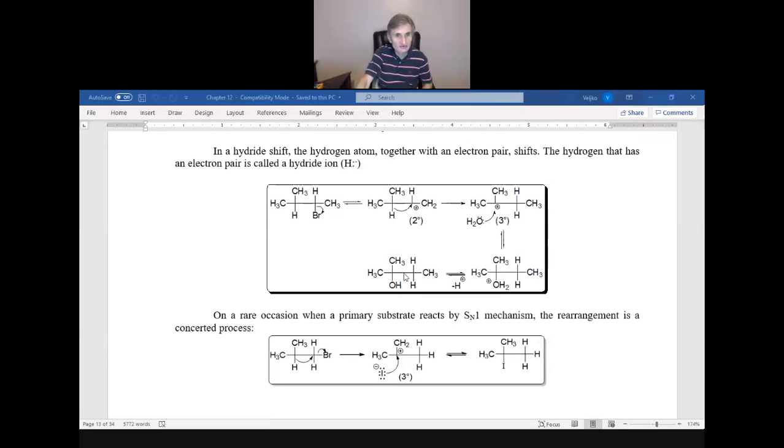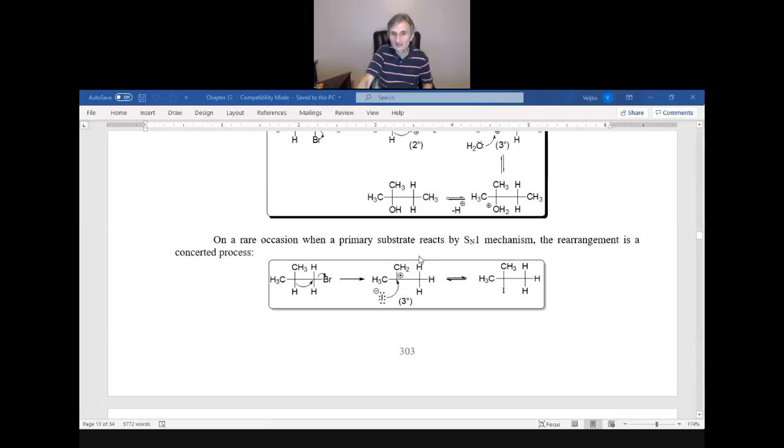So note that here we are starting with 2-bromo-3-methylbutane, and we end up with 2-methyl-2-butanol as the reaction product. So you see methyl was next to the leaving group. Now methyl was on the same carbon as the hydroxyl group.